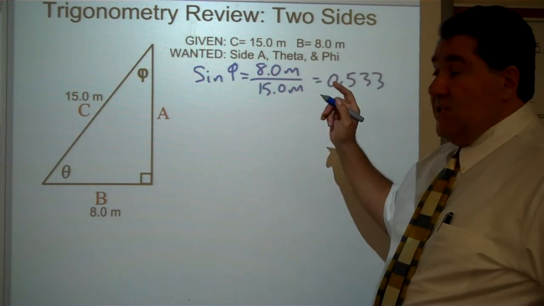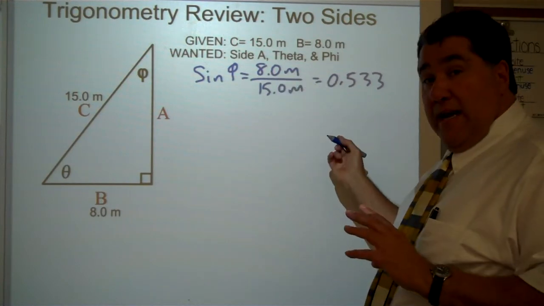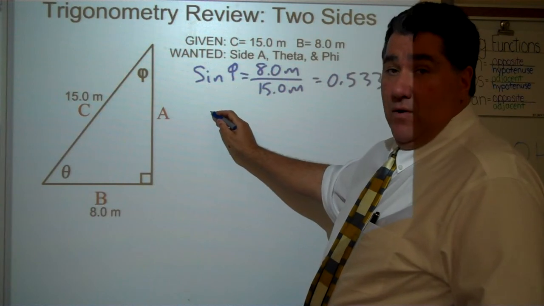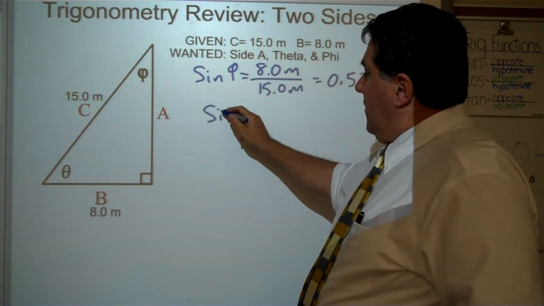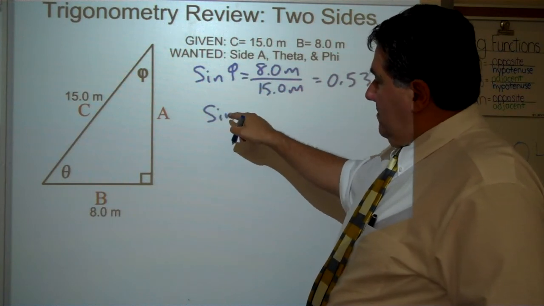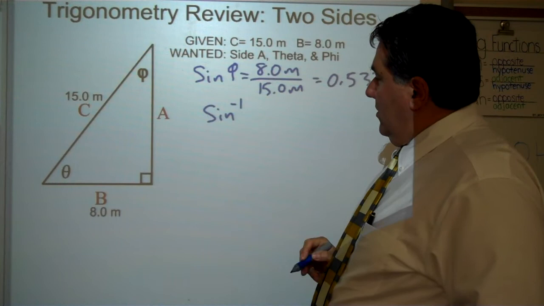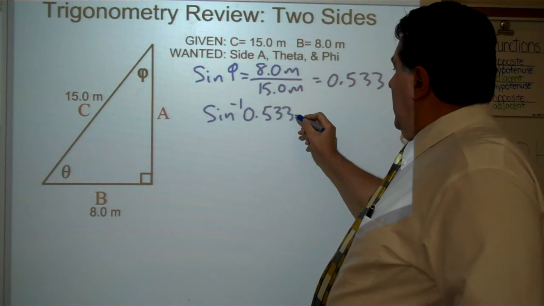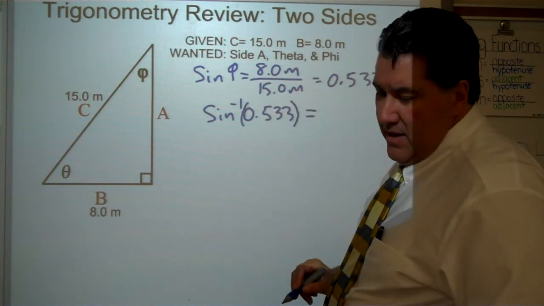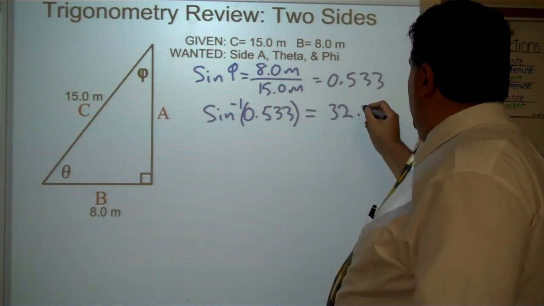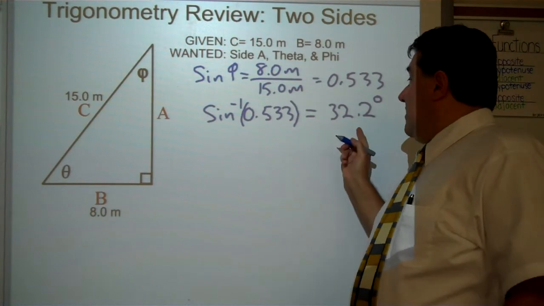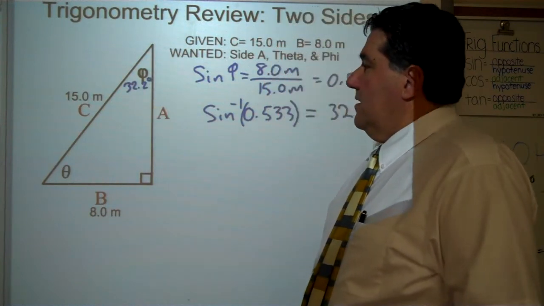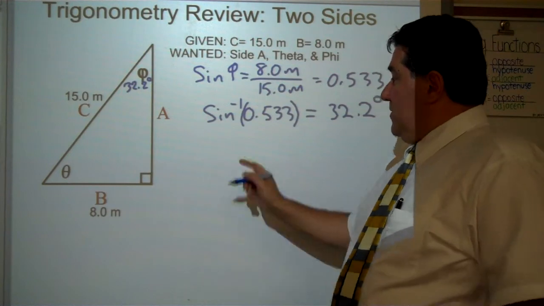In order to find out the actual angle of phi, now I have to go into my calculator and use the inverse function of the sine. The inverse is the second button and pressing the sine. It usually has a negative 1 on top. So the inverse sine of the ratio, 0.533, will give us the angle that we're after, and it'll give us 32.2 degrees. Now I have phi, and now I know this angle to be 32.2 degrees.